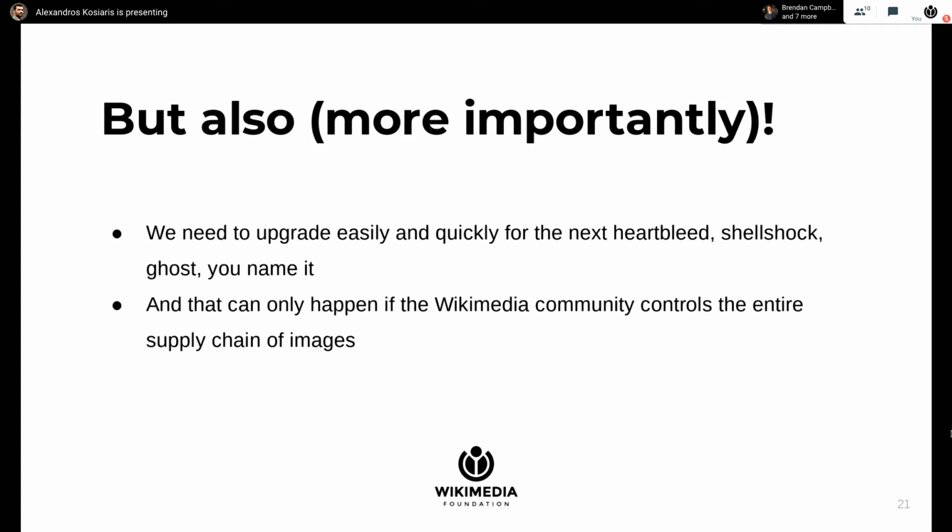Any kind of small system can be compromised. Things like a libc vulnerability mean that everything needs to be rebuilt and repackaged in a common Linux system. If we have any third party in that process, in that supply chain, we are blocked on them, waiting for them to upload. And if they're volunteers, and most of the images in Docker Hub are maintained by volunteers, we're kind of done for. We're blocked waiting for a very important security vulnerability to be addressed. So the only way we can maintain trust in our pipeline is if the Wikimedia community controls the entire supply chain of the images.